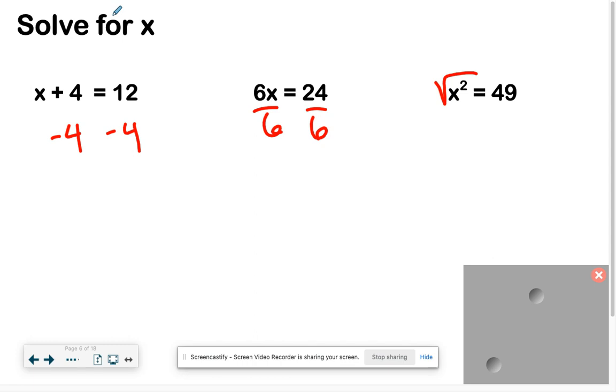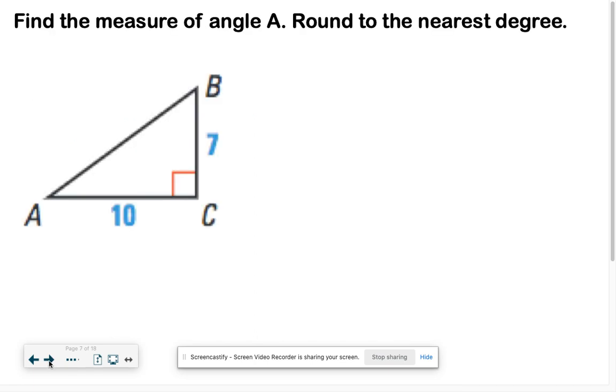So operations that undo each other, we have a special name. You guys know what we call those? Anyone else? Adding and subtracting undo each other. Multiplying and dividing undo each other. It starts with an I. Inverse. Yeah, inverse relationships. So they're inverse operations. We have to use that to help us find missing angle measures.